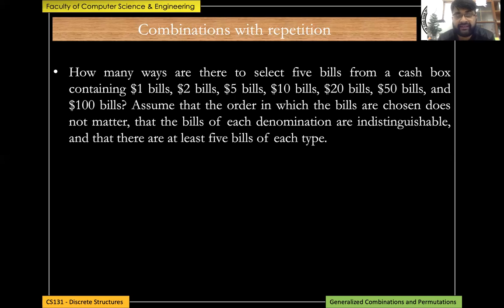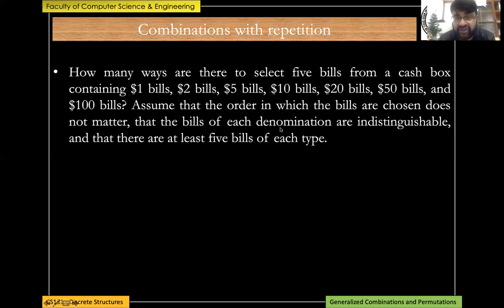So how many ways are there to select 5 bills from a cash box containing $1 bills, $2 bills, $5 bills, $10 bills, $20 bills, $50 bills, and $100 bills? Assume that the order in which the bills are chosen does not matter. The order does not matter, hence it's basically a combination. Assume that the bills of each denomination are indistinguishable, and that there are at least 5 bills of each type.